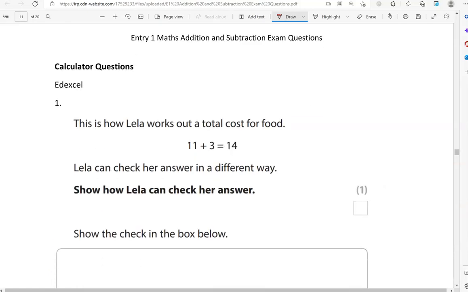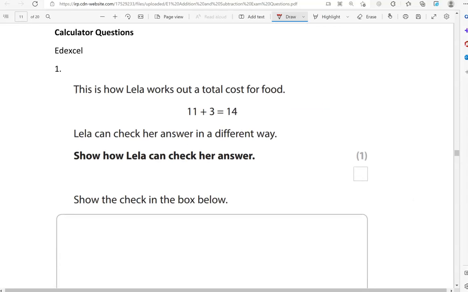From now on, we can use a calculator. This is how Leila works out a total cost for food. 11 add 3 equals 14. Leila can check her answer in a different way. Show how Leila can check her answer. Show the check in the box below.